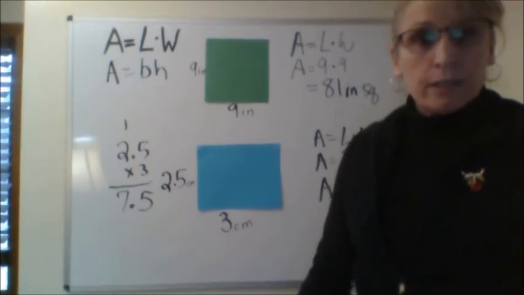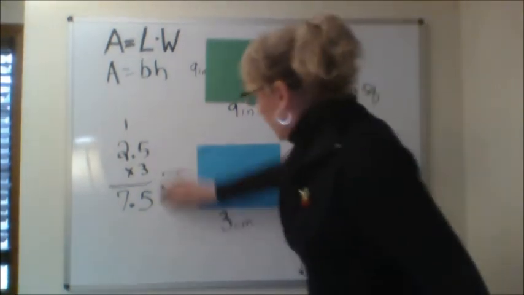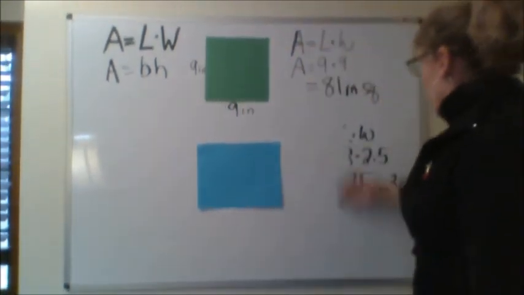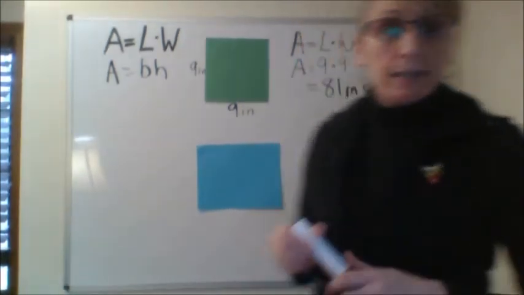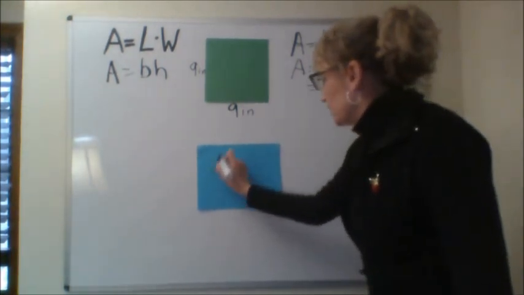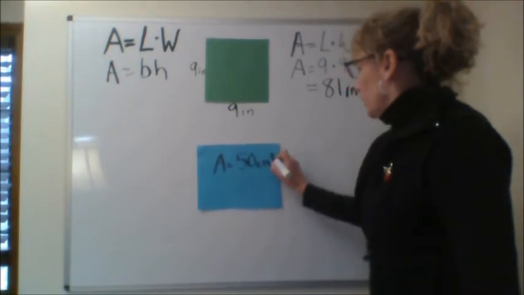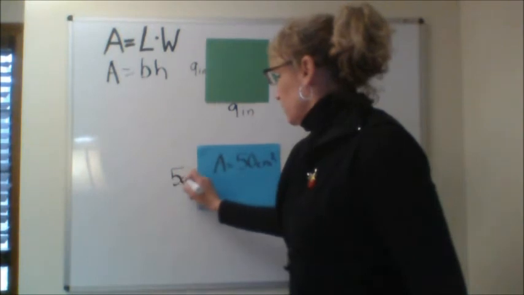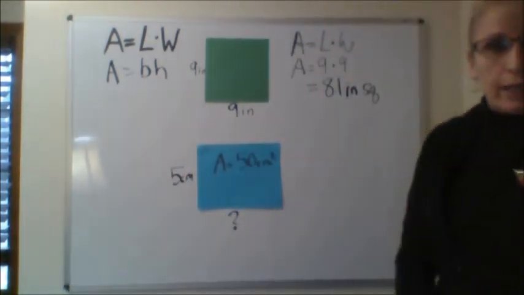Now you can use the same formula to help you solve problems. For example, let's say that I have this rectangle here, and let's say it has an area of 50 centimeters squared. So we're just going to say that this has an area of 50 centimeters squared. And let's just say that one of the lengths is 5 centimeters. We want to find the missing width or length right here.